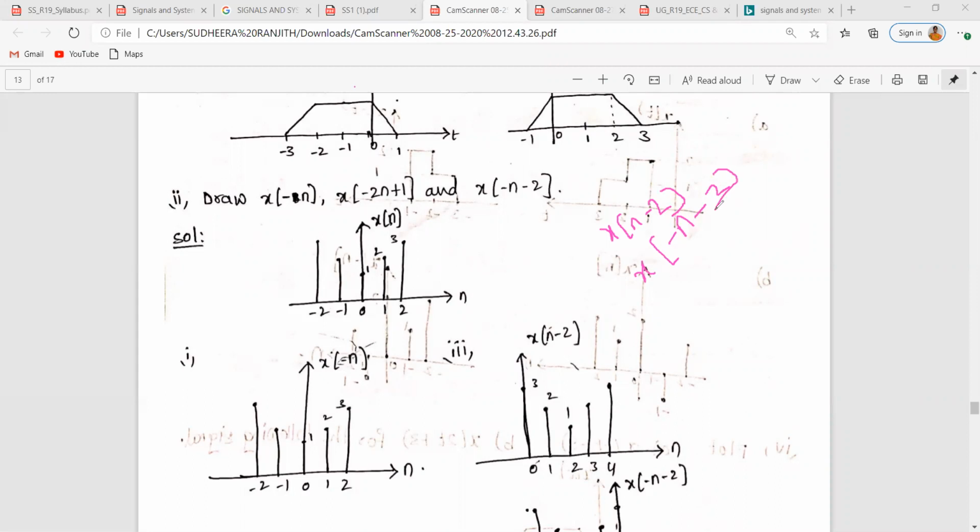x of n minus 2 means x of n is shifted towards right by 2 units of time. So let us shift this signal towards right by 2 units of time. Then 4 shifts to 3, 3 shifts to 2, 2 shifts to 1, and 1 shifts to 0, and the signal looks like this.